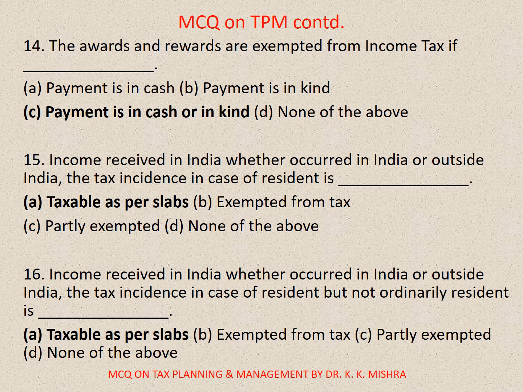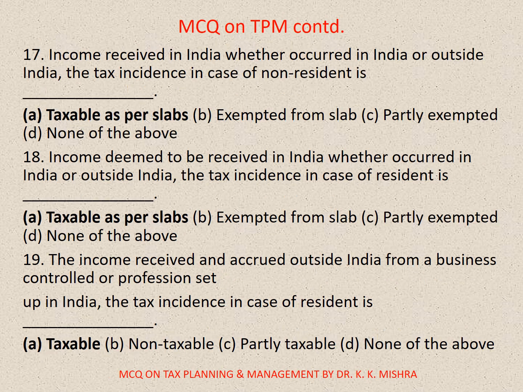16. Income received in India, whether occurred in India or outside India, the tax incidence in case of resident but not ordinarily resident is dash. A. Taxable as per slabs, B. Exempted from tax, C. Partly exempted, D. None of the above. Correct option is A. Taxable as per slab.